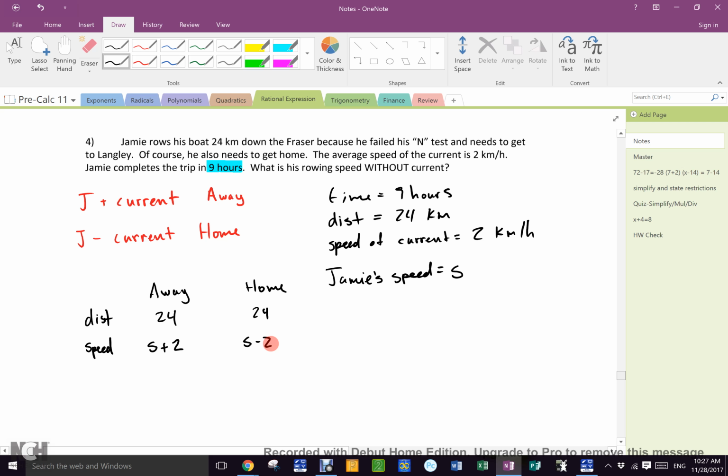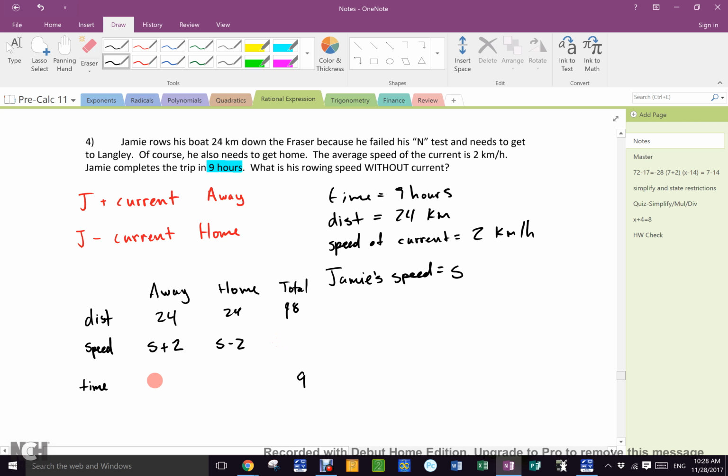What else do we know? We know the time. How long did the whole trip take? 9. I'm going to just move something here. 48. And what's this? 48.